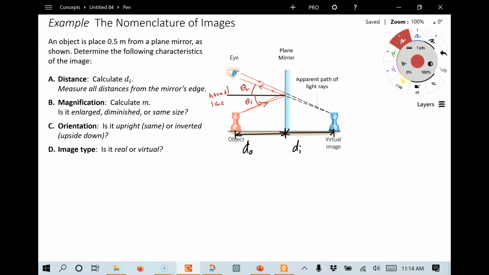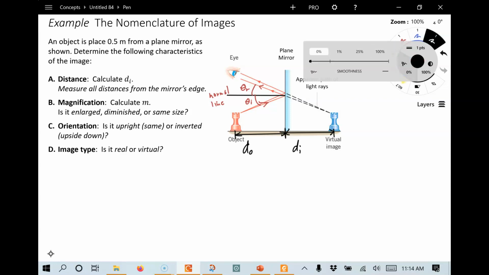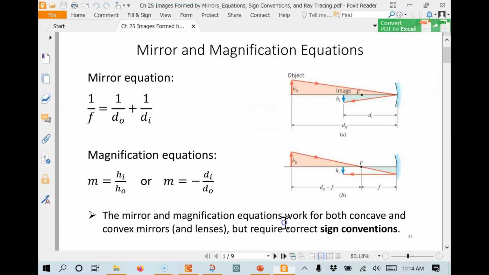So just a few more things. When we talk about magnification, we're talking about how tall, in a sense, the image is compared to the object. So if we look at the height here of the object, call this h0, how does that relate to the height of the image? Well, again, because of the nice symmetry of the plane mirror, we can see that they're the same. Let's go and look at the equations we're going to use for solving some of these things.